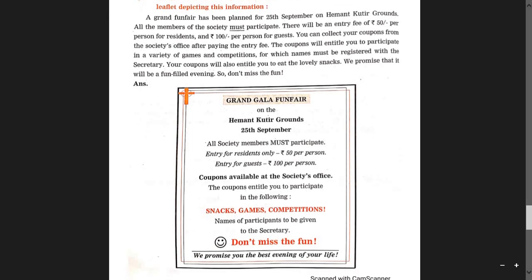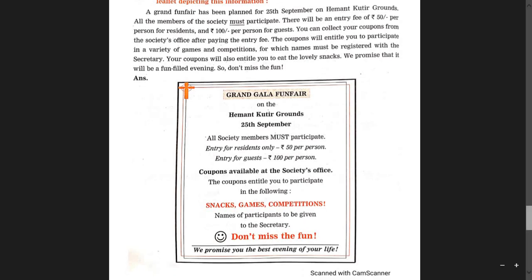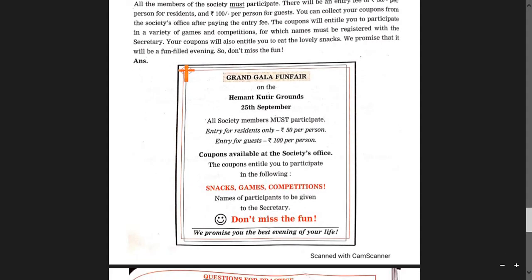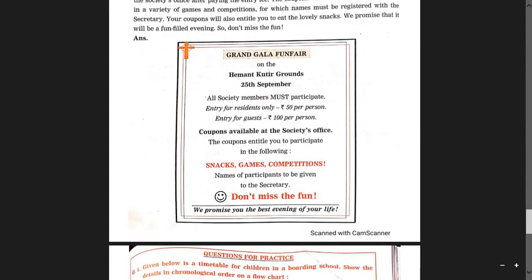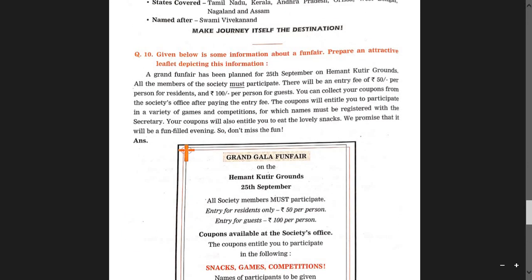The coupons will entitle you to participate in variety of games and competitions for which names must be registered with the secretary. Your coupons will also entitle you to eat the lovely snacks. We promise that it will be a fun-filled evening, so don't miss the fun. And then this is the non-verbal presentation of the given information. So students, please take note.